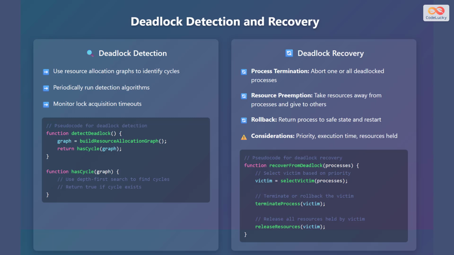Once a deadlock is detected, recovery is necessary to resolve the situation. Process termination involves aborting one or all deadlock processes to release their resources. Resource preemption involves taking resources away from processes and giving them to others to break the deadlock. Rollback involves returning processes to a safe state and restarting them, undoing the actions that led to the deadlock. In selecting a victim, one should consider the priority, execution time, and resources held by the process.